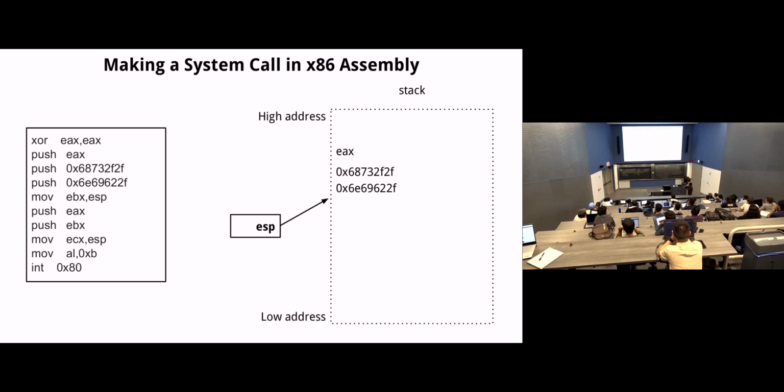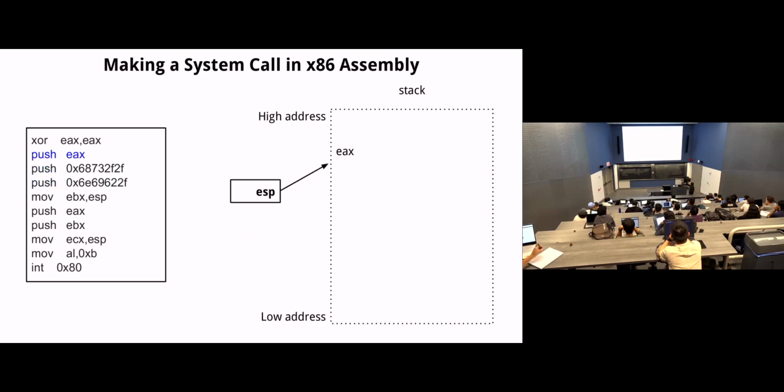Then the last step, we move B to AL. Remember, AL is part of the register EAX. EAX has 32 bits. The lower 16 bits are called AX. The lower 8 bits are called AL, right? So EAX is already 0. We move B to the least significant 8 bits, which makes the whole EAX also B.